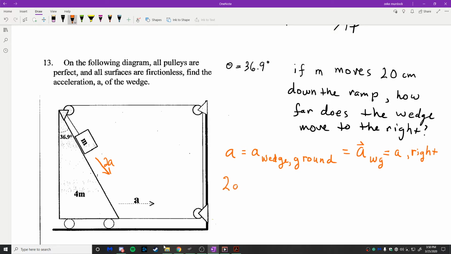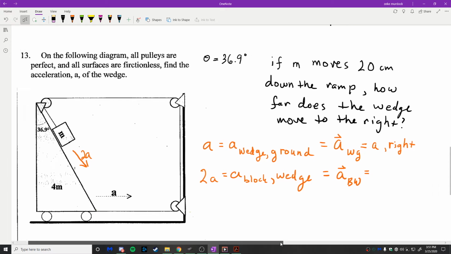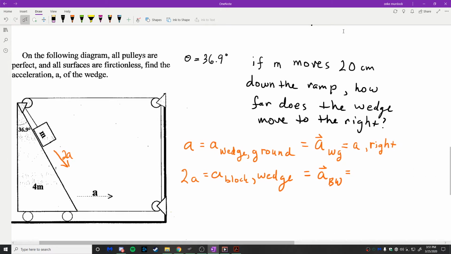The acceleration 2A is equal to the acceleration of the block relative to the wedge. We're going to call that one A_BW. This one right here is equal to 2A down the ramp, or along the edge of the wedge.